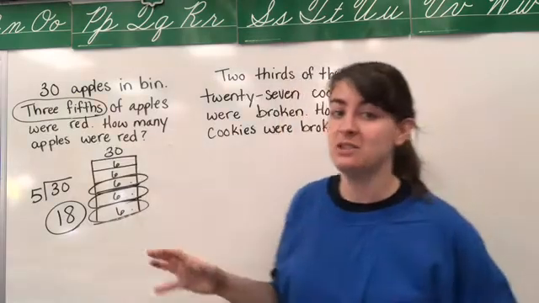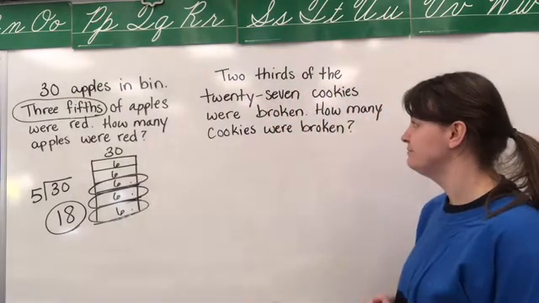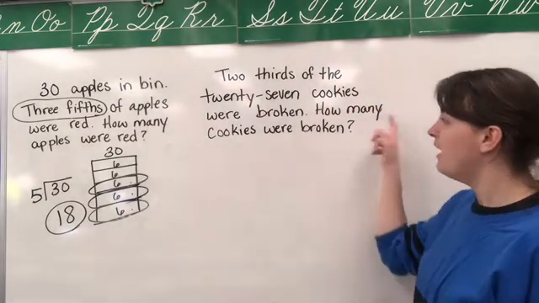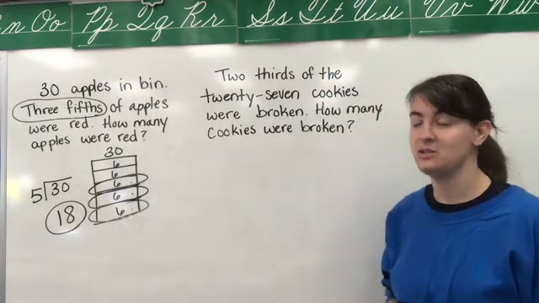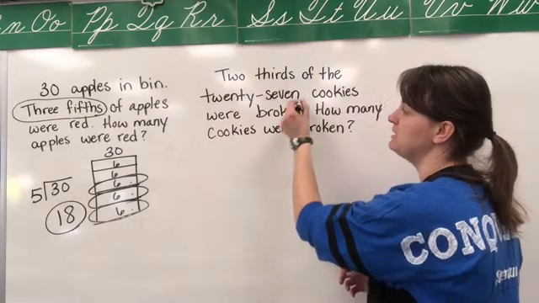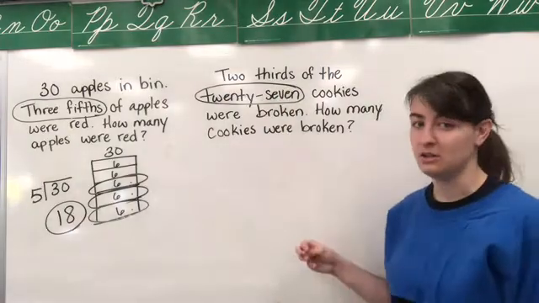So let's look now at our second story problem. We've got 2/3 of the 27 cookies were broken. That's really sad. The cookies are broken, but they're still edible even if they're broken. How many cookies were broken? Once again, I need to look at my numbers. To start off with, I see 2/3 of the 27 cookies. 27 cookies here. That's the total number of cookies that I have.